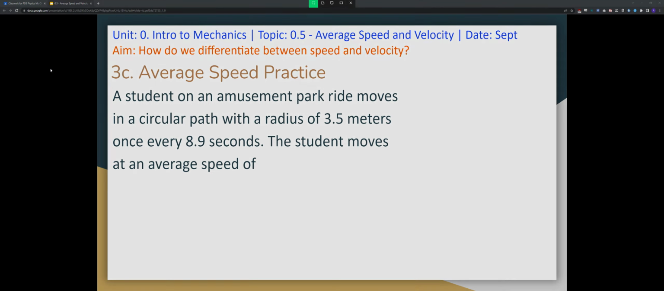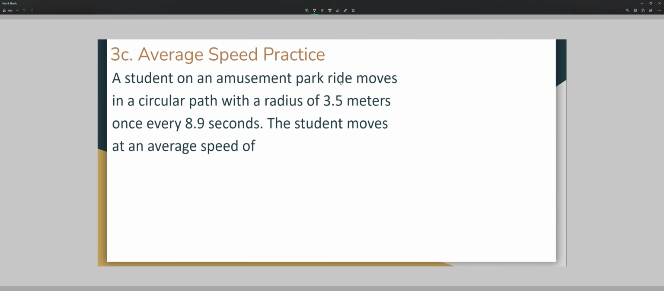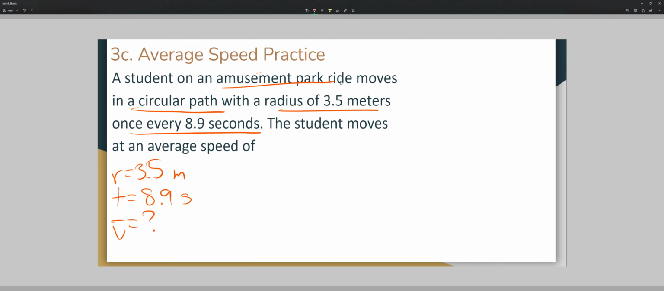Let's do this one. This is a slightly more difficult question. A student on an amusement park ride moves in a circular path, radius 3.5. You have a time of 8.9 seconds. So you have a radius of 3.5 meters. Your time is 8.9 seconds. The student moves at an average speed of what? So your average speed again, you want D over T.